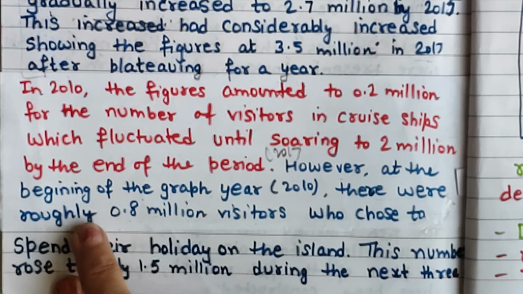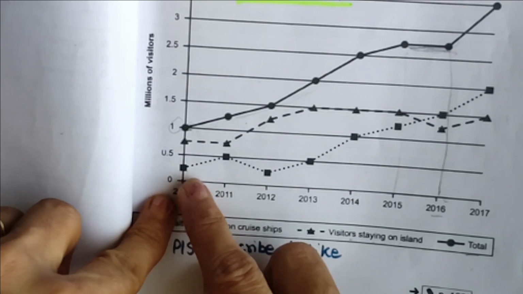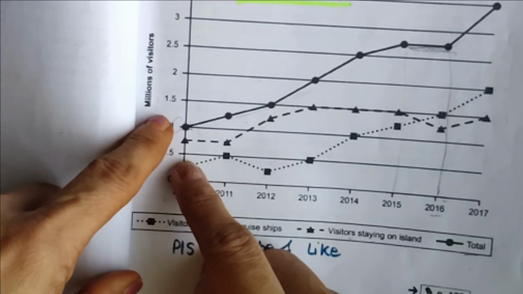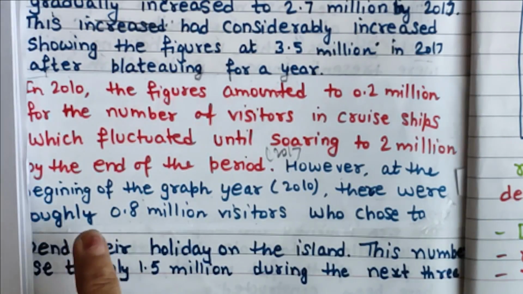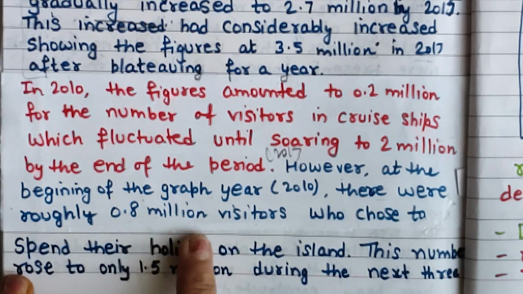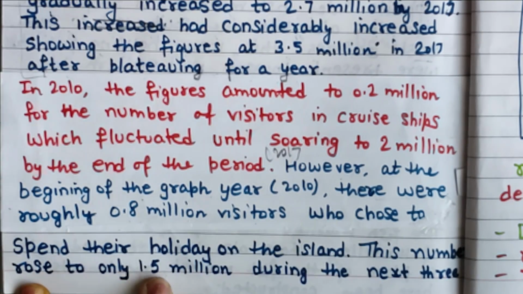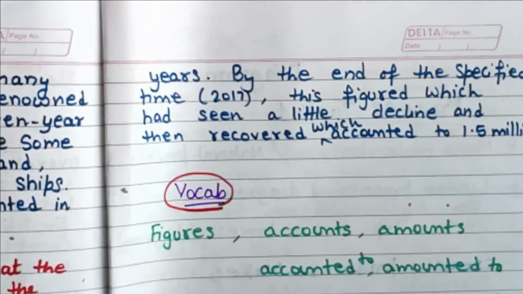Roughly means that it is not exact. So why have I used the word roughly? Because you can see the correct information is between 1 and 0.5, so we can just assume this must be 0.8. So that's why we have used the word roughly. Visitors who chose to spend their holiday on the island, this number rose to only 1.5 million during the next 3 years. You can see this.